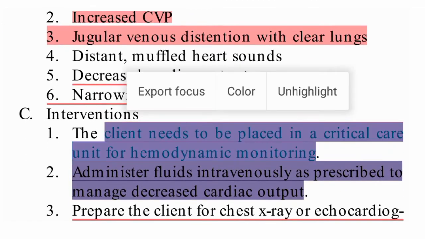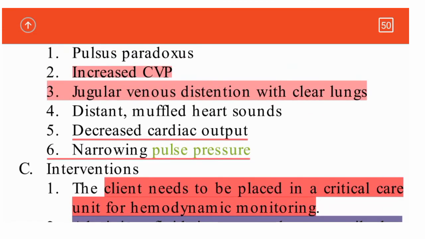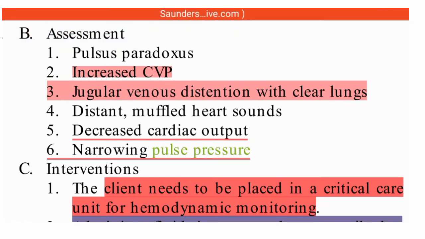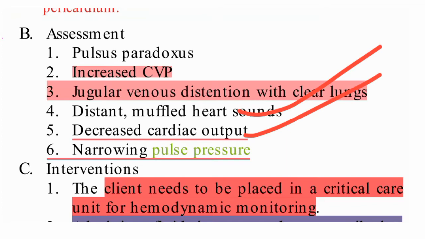So what other things can be there? Increased CVP will also be there in this condition, with jugular venous distension and clear lungs. Okay, so jugular venous distension will be there. Then distant muffled heart sounds we can hear, decreased cardiac output, and narrowing pulse pressure. So pulse pressure will be narrow.